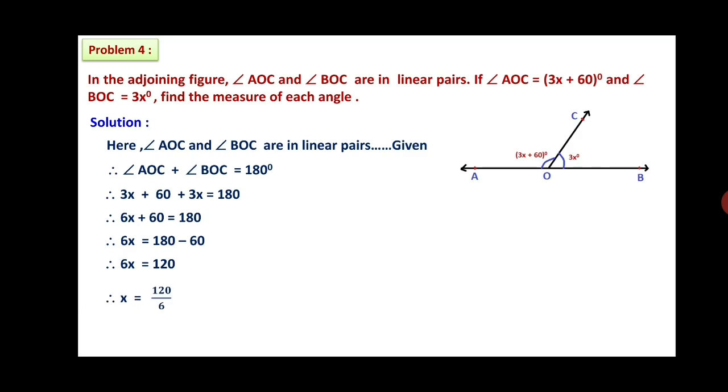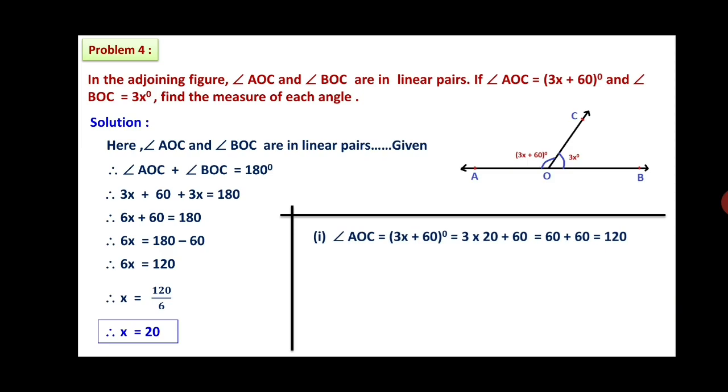Now x is multiplied by 6. 6 goes to the right hand side, it will go to the denominator. Therefore x is equal to 120 upon 6. That leads to x is equal to 20. Here the problem will not end, since we have to find out the angular measures. There we start.